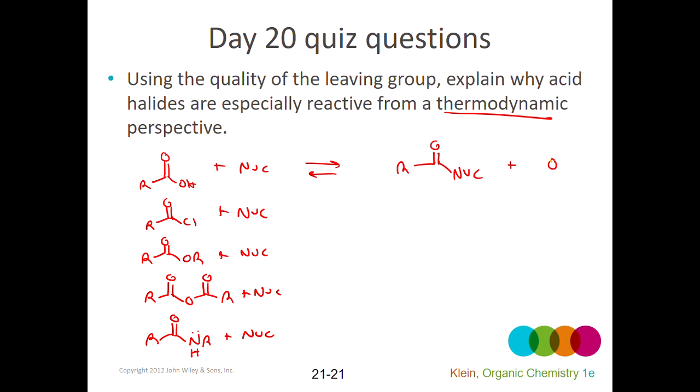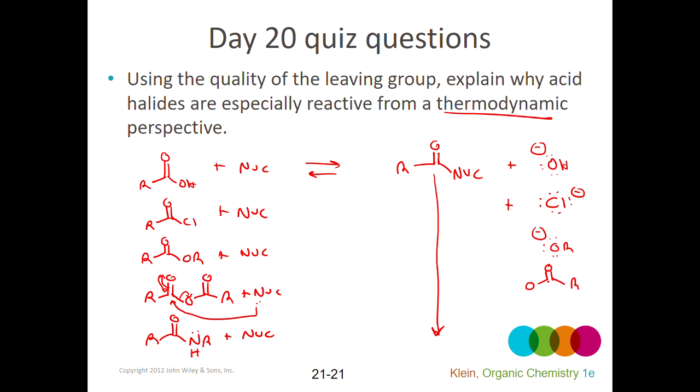The leaving group here would be an OH. The leaving group here, so this is going to be the same in each one of these cases. The leaving group here is going to be a chloride or a bromide or an iodide. The leaving group here is going to be an OR. The leaving group here, so the nucleophile is going to come in, push electrons up. When they swing back down, it'll push the leaving group out. So the leaving group there is going to be an CO double bond R. And here, when the leaving group leaves, I'm going to get a negative on a nitrogen.